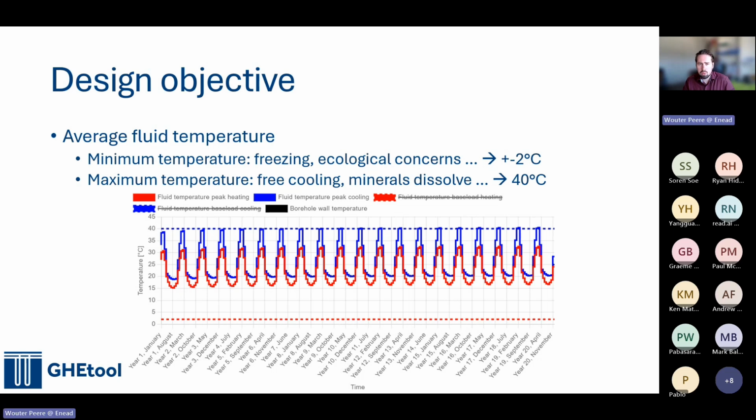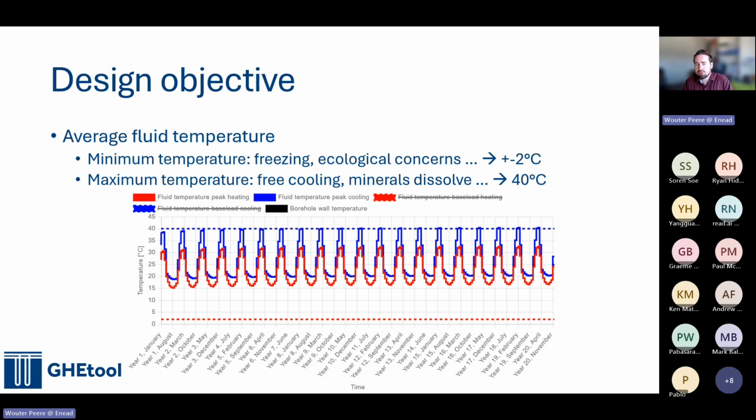For the minimum temperature, we typically want something around 2 degrees Celsius because we do not want the ground to freeze. That's not good for the system performance, but also not good for the ecological context for the macrobiological life in the ground. The maximum temperature, it depends.